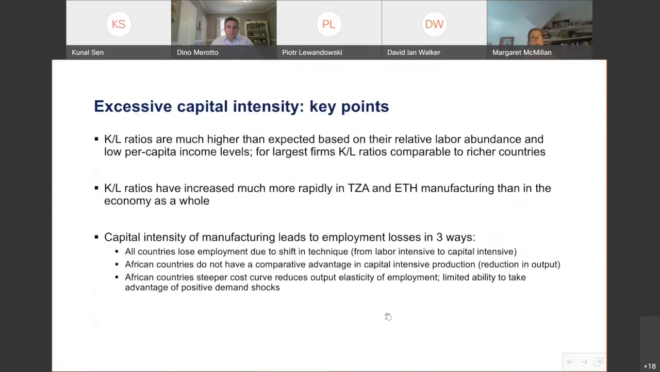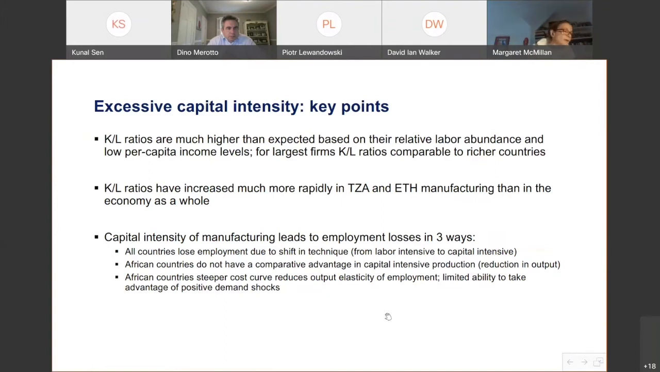So key points about excessive capital intensity: as I mentioned, they're much higher than what we would expect based on their relative labor abundance. And this is why I asked David Autor the question about if a country is abundant in low-skilled labor, how can we expect them to make use of these very modern technologies that require highly educated workers? These capital labor ratios have increased much more rapidly in Tanzania and Ethiopia than in the economy as a whole.